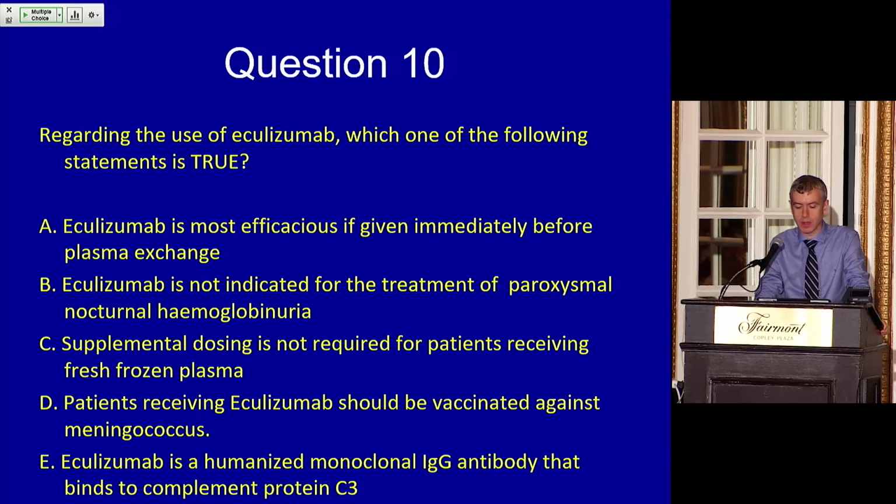Question 10, regarding the use of eculizumab, which one of the following statements is true? Eculizumab is most efficacious if given immediately before plasma exchange. Eculizumab is not indicated for the treatment of paroxysmal nocturnal hemoglobinuria. Supplemental dosing is not required for patients receiving fresh frozen plasma. Patients receiving eculizumab should be vaccinated against meningococcus. Or eculizumab is a humanized monoclonal IgG antibody that binds the complement protein C3. So which of those statements is true?